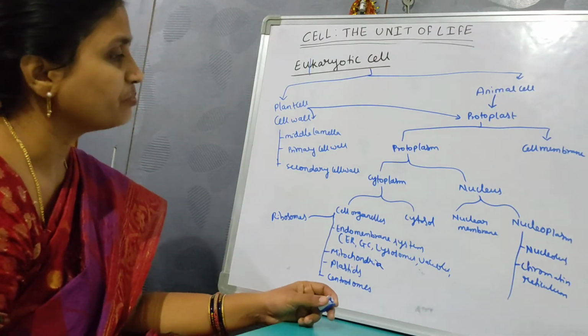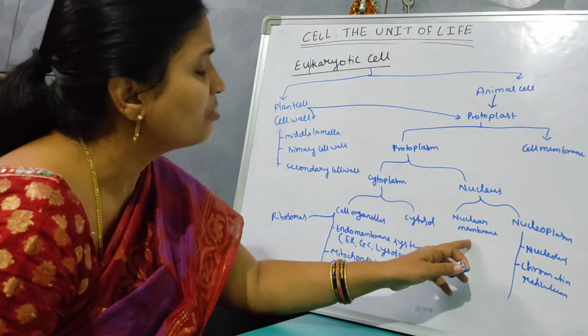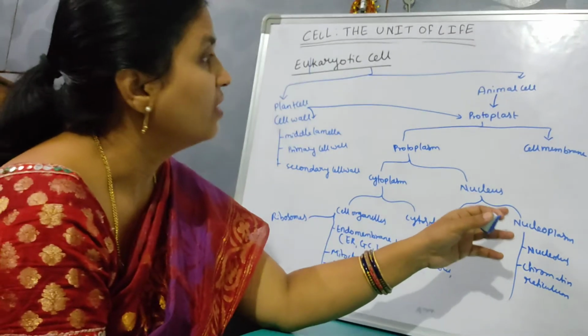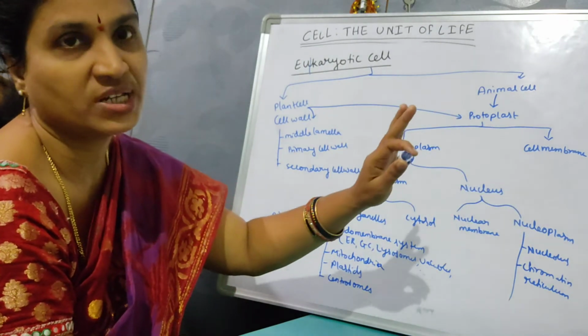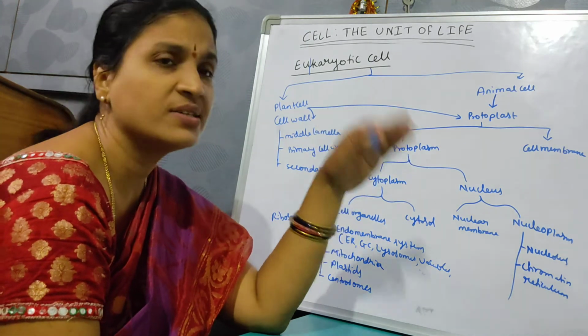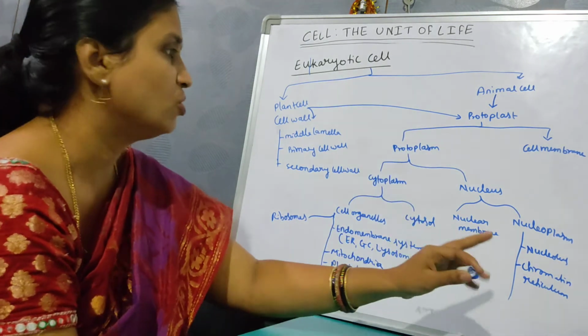Centrosomes are present like this. Coming on to the nuclear membrane. The nuclear membrane has the same structure as that of the cell membrane. The cell membrane of the prokaryotes and the eukaryotes is the same, and the nuclear membrane of the nucleus has the same structural composition.